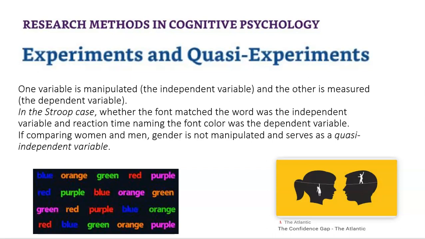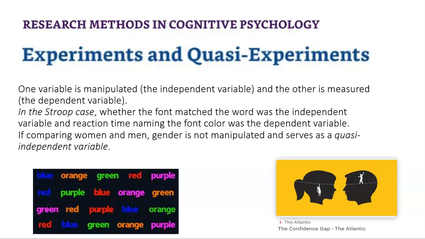Now, back in the day, Stroop used a stopwatch. We use computers now. But I can manipulate whether the blue matches the font or the word, and I can measure how fast it takes someone to make a response with respect to the color. And that's a classic experiment.